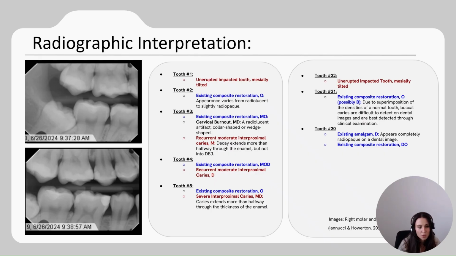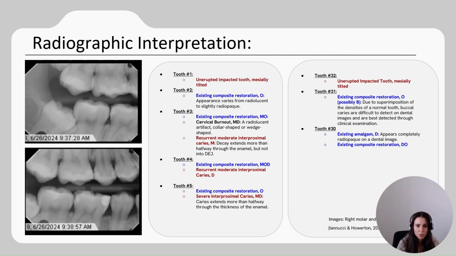For tooth number 32, there is an unerupted impacted tooth, which is mesially tilted. For tooth number 31, there's existing composite restoration on the occlusal and possibly on the buccal. Due to superimposition of the densities of a normal tooth, buccal caries are difficult to detect on dental images and are best detected through clinical examination. So that's why I'm saying it could possibly have a buccal surface as well.